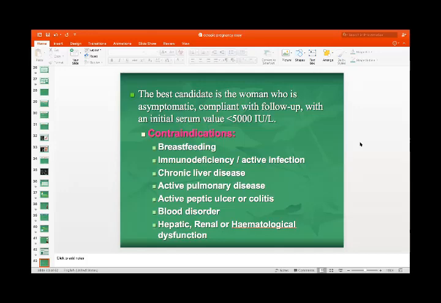So there are certain contraindications in which methotrexate cannot be given. If the patient is breastfeeding, she is immunocompromised, chronic liver disease, if she has active pulmonary disease or active peptic ulcer or colitis, blood disorders, hepatic, renal, or hematological dysfunction. So such patients who have these problems, they are not given methotrexate.